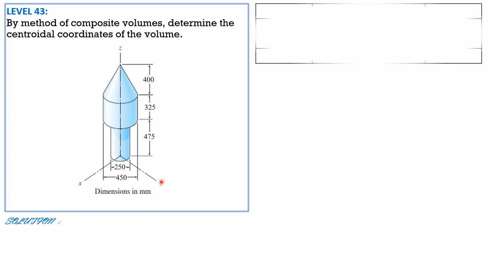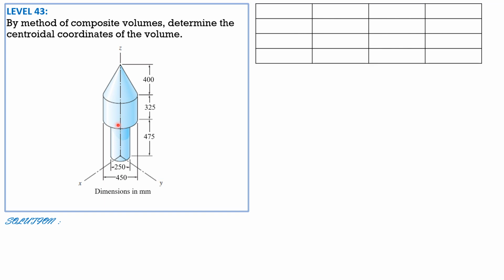So for the solution, let's tabulate everything here, and we know that x sub g equals y sub g equals 0. Call this element 1, element 2, then element 3. There are 3 elements or objects here. So x sub g equals y sub g equals 0 as anticipated, so we only need z sub g. So we have the element, the volume in cubic mm, the z sub c of the individual element in mm, and the product, volume times z sub c, in mm to the fourth.